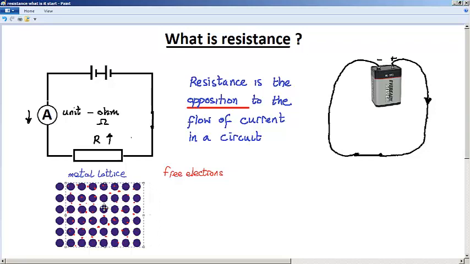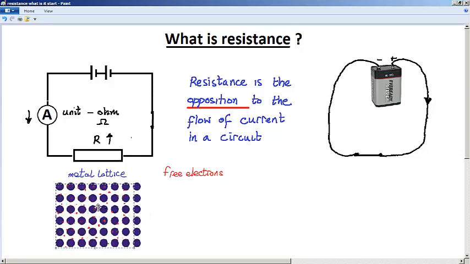And as they pass through the lattice, what will happen is that they will start to collide with the ions in the metal lattice, and they will be sent in different directions. In other words, the ions in the lattice will oppose the movement of these electrons as they flow around the circuit. Let's just do that again. So one of the factors that will affect the flow of these electrons is the nature of the lattice itself. Some metal lattices will oppose the free electrons more than others, and as a result some metals will have more resistance than others.